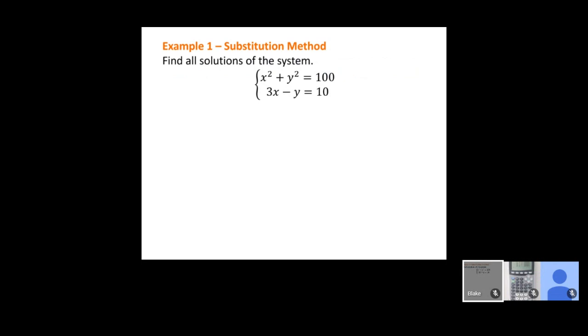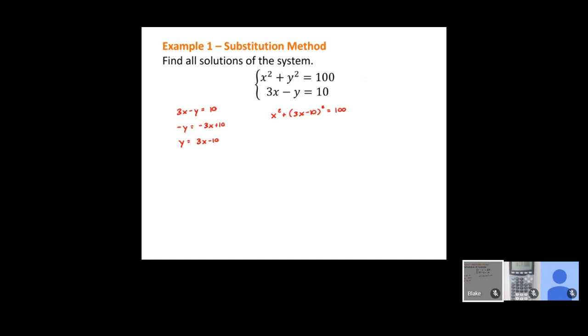So if I wanted to use substitution here, I'm going to solve that second equation for y. I'm going to take 3x minus y equals 10. I'm going to solve, so I'm going to move the 3x to the other side. We get negative y equals negative 3x plus 10. Divide by a negative every term. That's going to give us y equals 3x minus 10 now. Now, just like before, when we substitute, we're plugging that in for y in the other equation now. So I'm going to have x squared plus (3x minus 10) all squared equals 100.